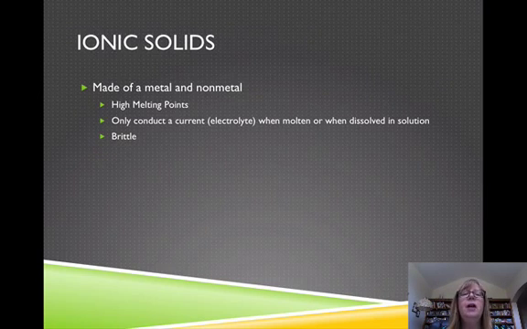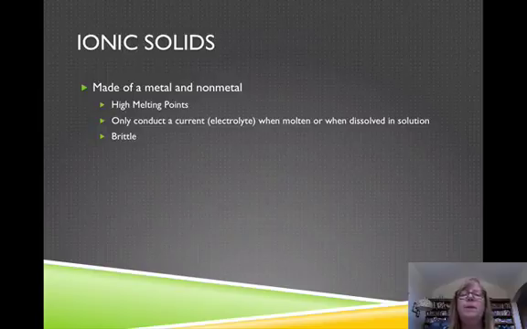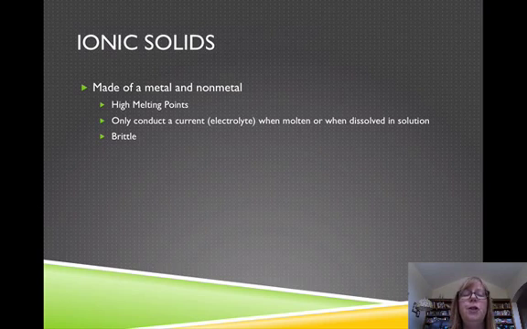All right, so now let's talk about another kind of solid, and it's called an ionic solid. It's made from a metal and a non-metal, and they have high melting points. They only conduct a current, and we say when something conducts a current, we call them an electrolyte, if they are melted, and we call that molten, or when they're dissolved in solution. If it's just a solid ionic compound, it will not conduct electricity. And they are also brittle.